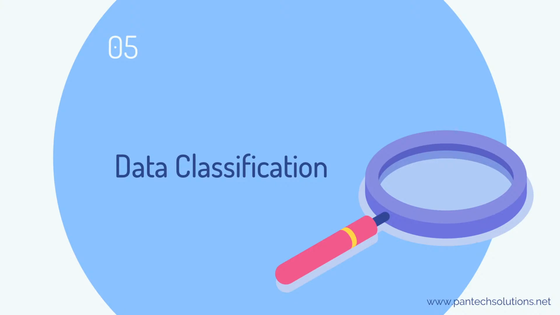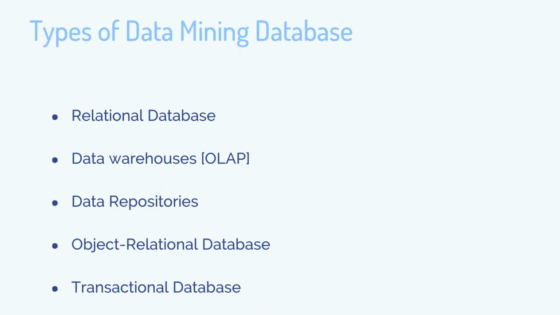And then data classification. Definitely we need to achieve this data classification, because we have different types of database. For data mining we have different types of database like relational database, data warehouse, which is generally called OLAP, and then data repositories, object relational database and transactional database. Let me see one by one what are the uses of these types of data mining database.